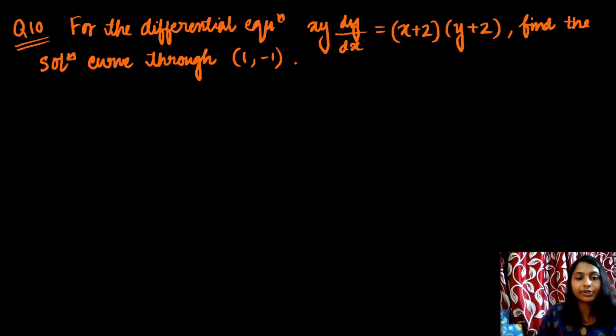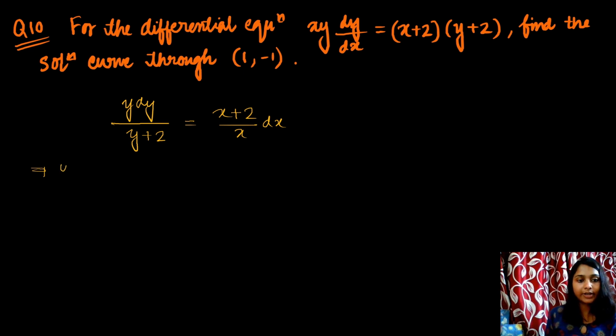Now moving to the last question, we have this equation here. Again, we need to find out the solution. Obviously, it can be separated, where one part has y terms and the next part has x terms. It gives this. So here we can do y plus 2 minus 2 by y plus 2 dy, and here we can do this dx.